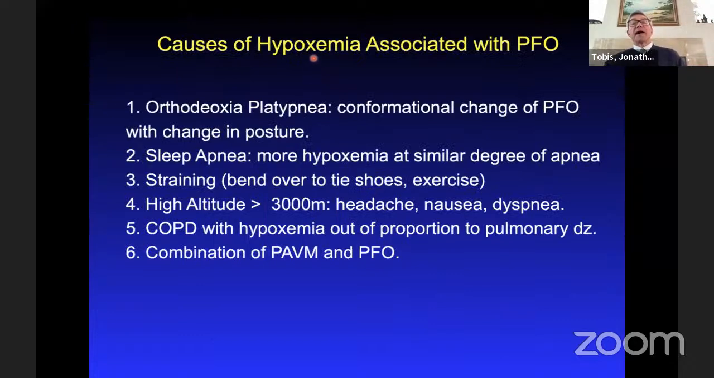So there are other causes of hypoxemia associated with PFO. We talked about orthodeoxia platypnea, sleep apnea. There's more hypoxemia at a similar degree of obstruction. Any kind of straining, high altitude, COPD with hypoxemia that's out of proportion to pulmonary disease, those people may have a PFO, and we've closed some PFOs in that situation. You can also have PAVMs and PFO, and that will reduce your oxygen saturation somewhat, especially in the HHT group.